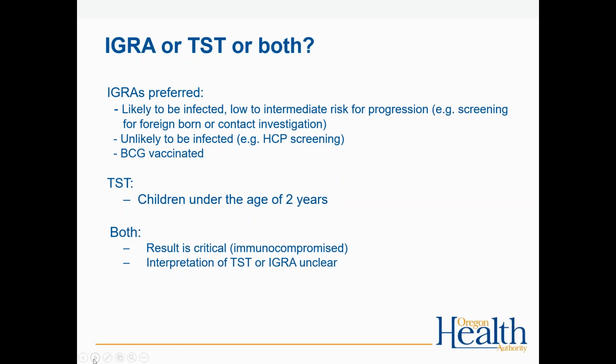Okay, I think we just already kind of went through this, but basically IGRAs are preferred when the person's likely to be infected and low to intermediate risk for progression, or unlikely to be infected, like Dr. Winthrop was talking about, like healthcare worker screening, or BCG vaccinated. TB skin tests are still recommended in general for little kids under the age of 2. And then you probably would want to do both an IGRA and a TB skin test if the result is really critical and the person is immunocompromised, or you have an interpretation of a TST or IGRA that's not clear.